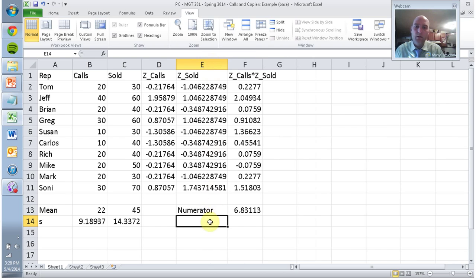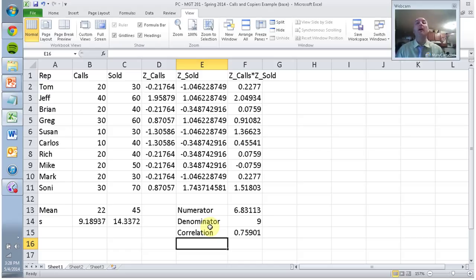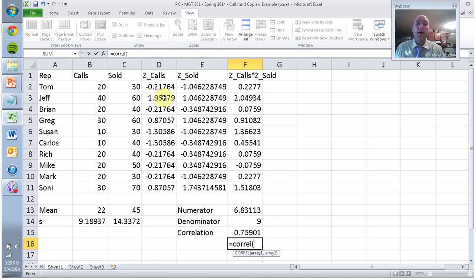A little more room. There we go. The denominator is going to be how many things there are minus 1, which means our correlation is the numerator divided by the denominator, 0.759. How do we know if we've done this right? Remember how I said there's a whole bunch of different formulas to calculate the correlation coefficient depending on the data that you have? Well, we also happen to have Excel. If I say give me the correlation of calls to copiers sold.